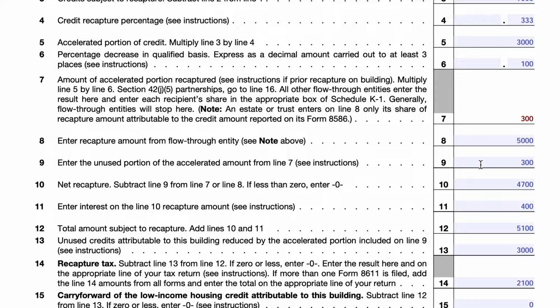All other flow-through entities will just enter each recipient's share in their Schedule K-1. So a pass-through entity other than an estate or a trust, and other than the Section 42(j)(5) partnerships, which technically aren't pass-through entities for this tax credit recapture purpose, they would just keep going. So we're going to keep going.